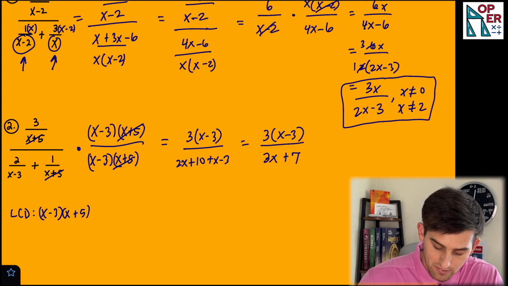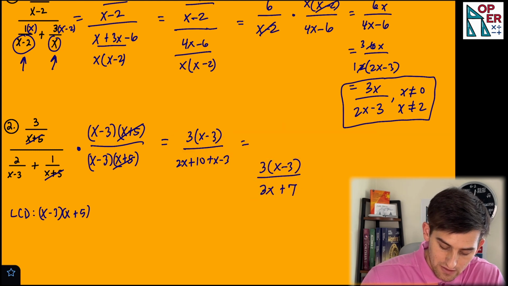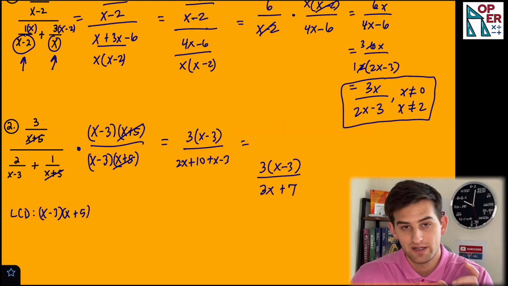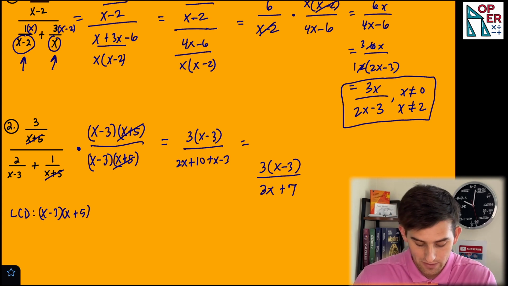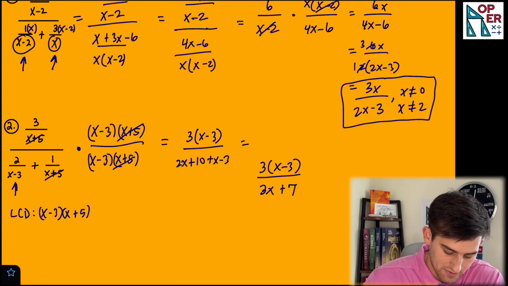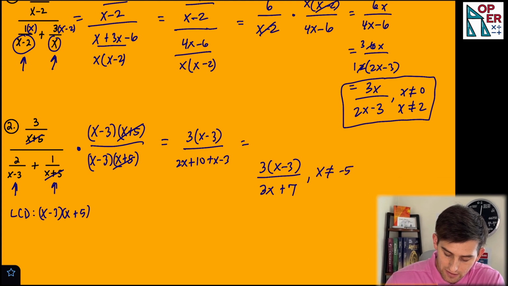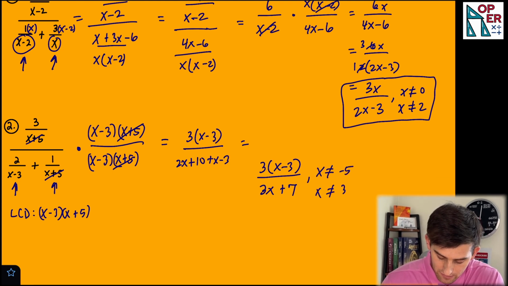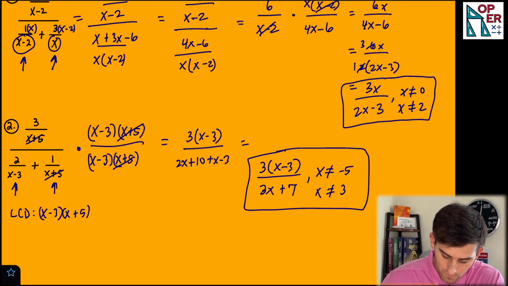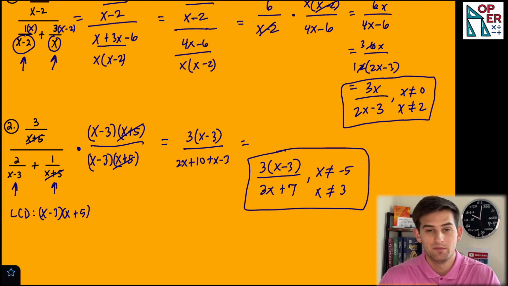Okay, so now let's think about what x values we need to eliminate, or what x can't be. If we go back, we had an x minus 3 and an x plus 5. So we need to say that x cannot be negative 5 and x cannot be 3. Okay, and that'd be our answer for number 2. And that is how you can simplify some complex fractions.